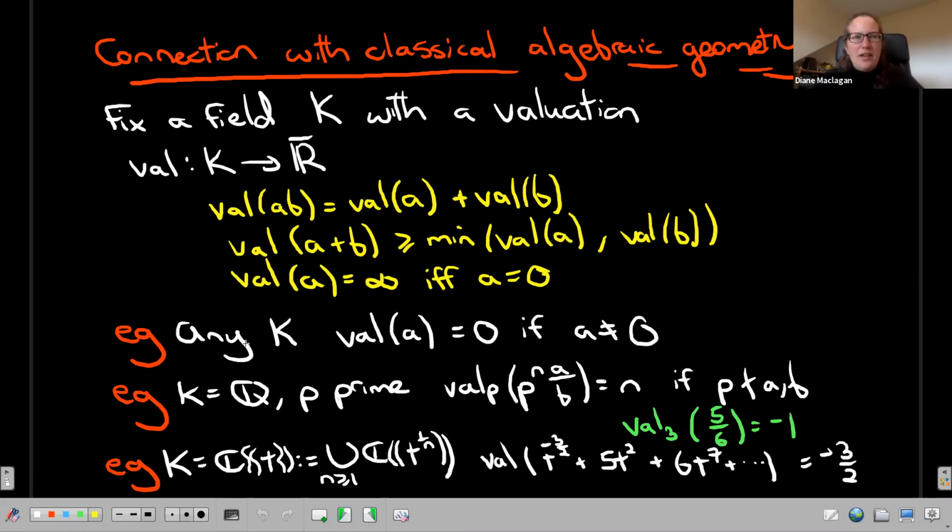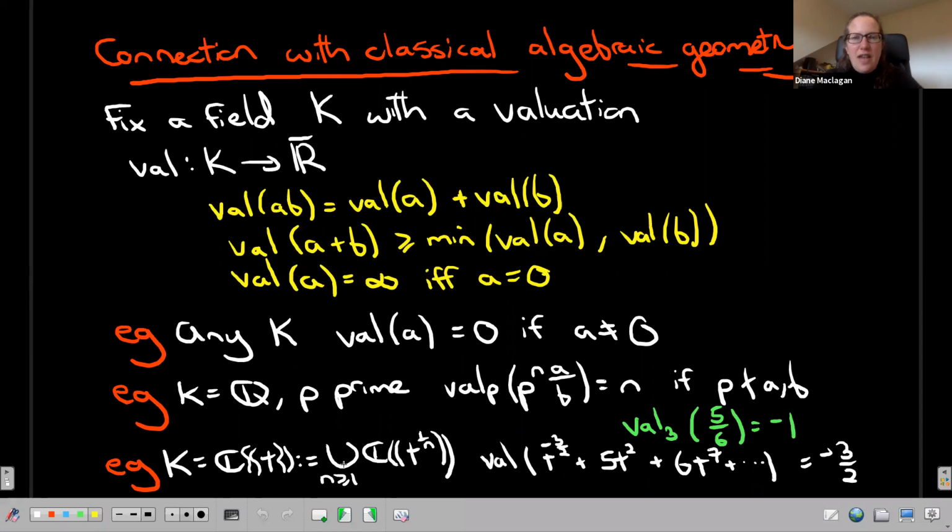Okay. One thing that always works, and you feel free to think about that for the rest of the talk, is we can take the trivial valuation. So the valuation of A is 0 if A is not 0, and then it's forced to be infinity if A is 0. So that automatically obeys these two rules.